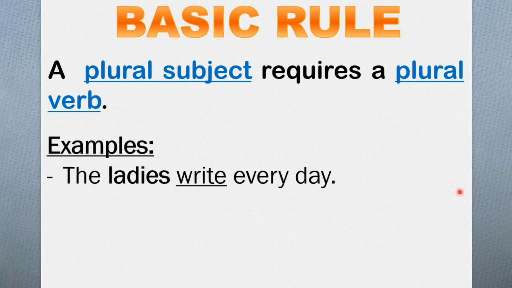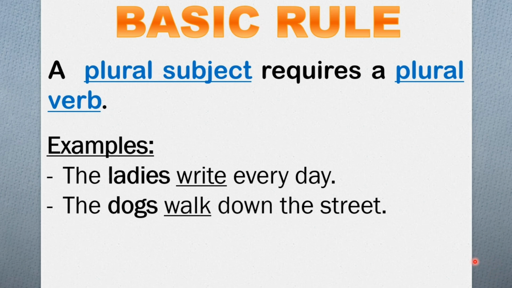So we have here examples. First, the ladies write every day. The word ladies here is referring to two or more ladies. So it ends with ies. And we have here the word write, which is your plural verb. It doesn't end with s. So, plural subject plus plural verb. Second example, the dogs walk down the aisle. We have the word dogs. It ends with s, so that is a plural subject. And walk here, it doesn't end with s, so that is your plural verb. Plural subject plus plural verb.